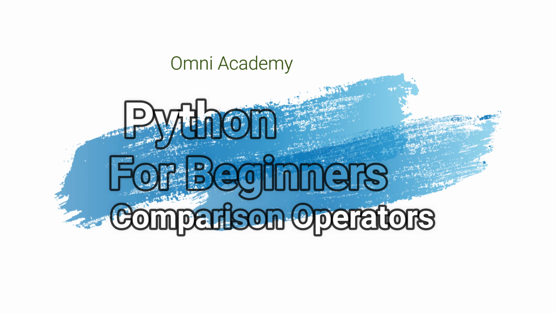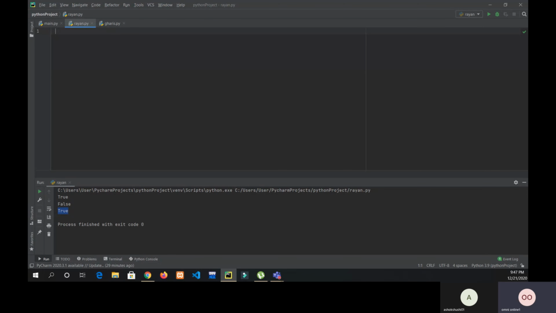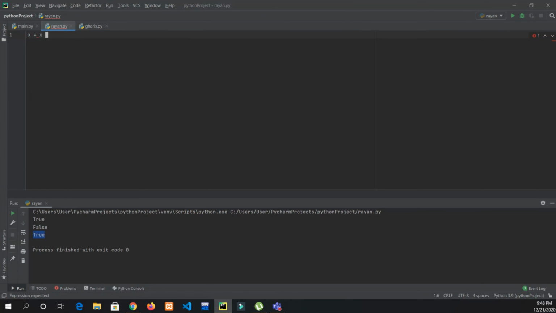Let's discuss the comparison operators in Python. There are many kinds of comparison operators in Python. First of all, we will perform one: we have x equals 8, y equals 3, and what we have to print.